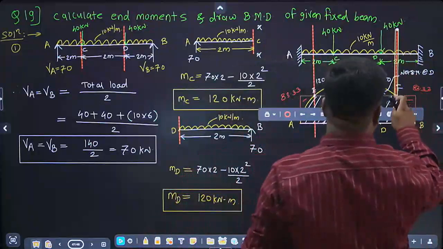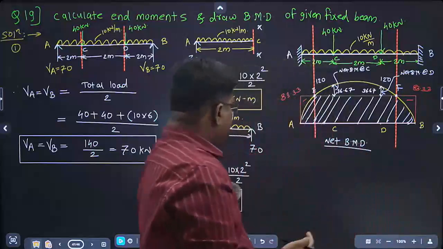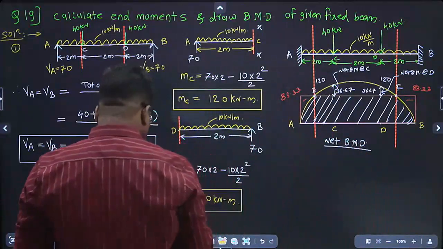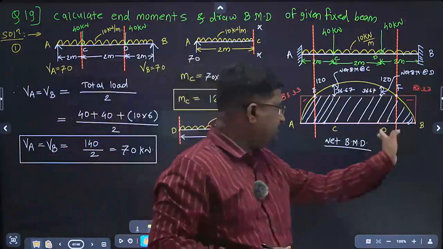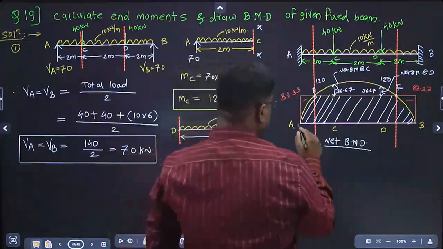No need to consider the section at F, because as it is symmetrically loaded, whatever the distance of E, the same distance F will be from B. Symmetrically loaded आहे ना, त्यामुळे हे जे distance आहे, suppose this distance is x1.